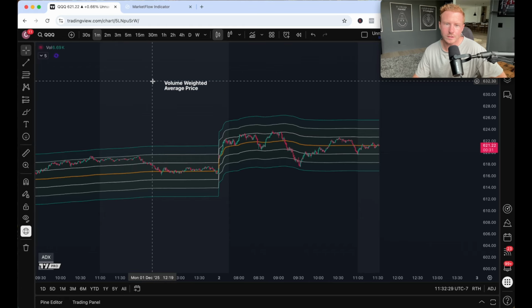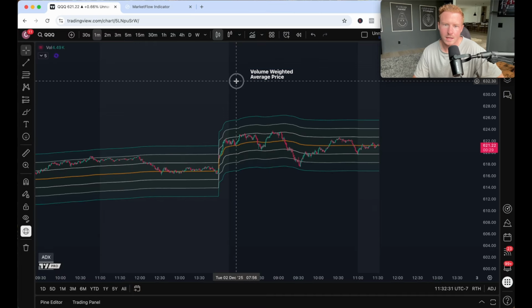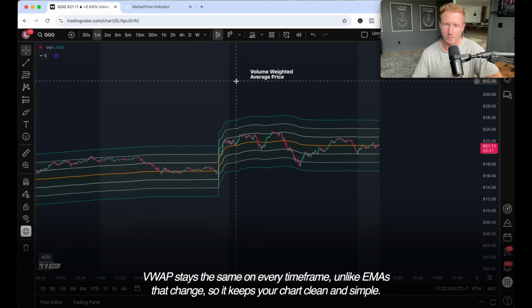And the coolest thing about the VWAP is it doesn't change on every time frame. You look at a moving average, an EMA, right? There's all kinds of different settings. You can use a 9 EMA, a 20 EMA, a 50 EMA, and then that 50 EMA is going to be different on a 1 minute time frame, a 2 minute time frame, a 5 minute time frame, right? And that gets really confusing, and it can make it so you have a million different lines on your chart.